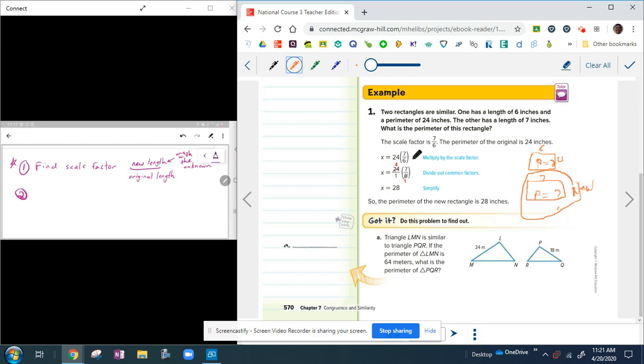So your first step is to find the scale factor. Step 2 is to multiply the perimeter by the scale factor that we found in step 1. So that's what we're going to do with the perimeter. So let's look at this.